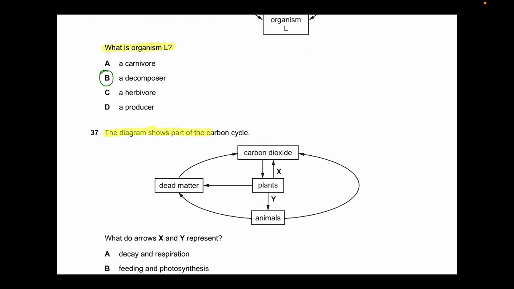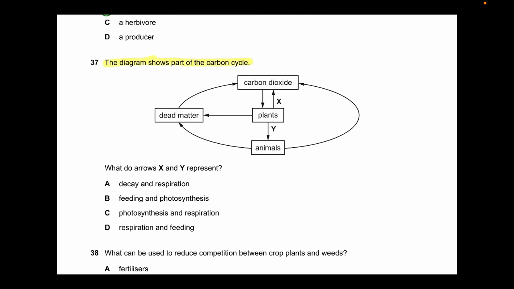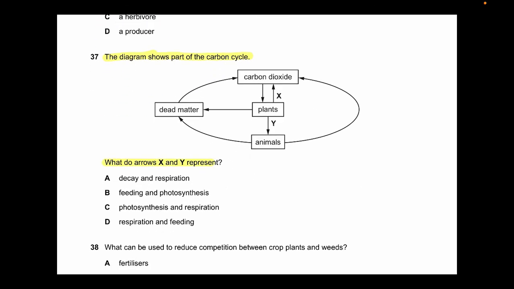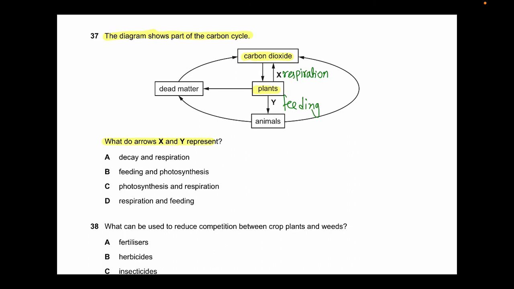The diagram shows part of the carbon cycle. What do arrows X and Y represent? Plants, carbon dioxide. X is respiration. And Y, from plants to animal, is feeding or nutrition. So arrows X and Y: X is respiration and Y is feeding. So D is correct.